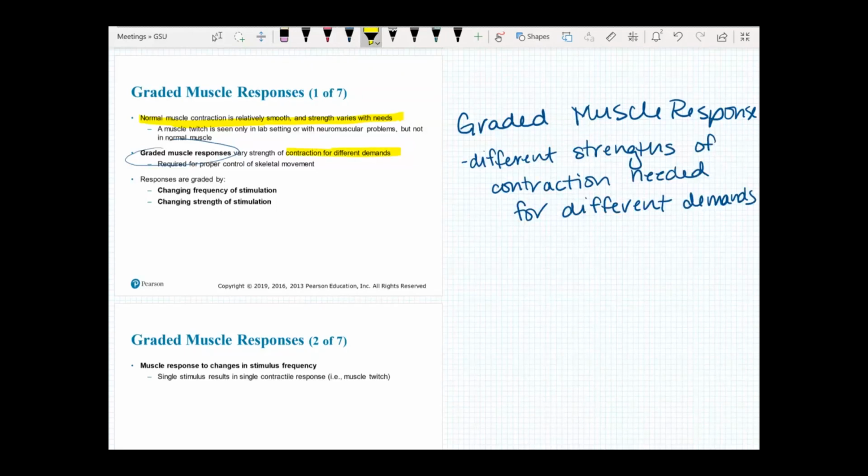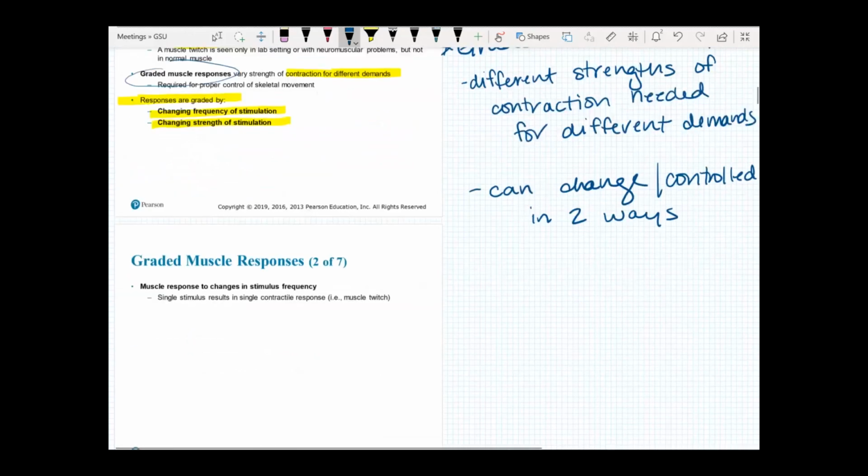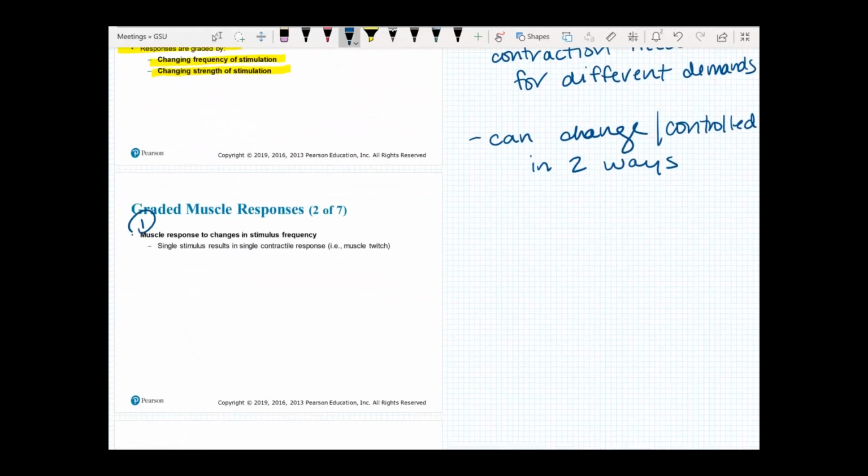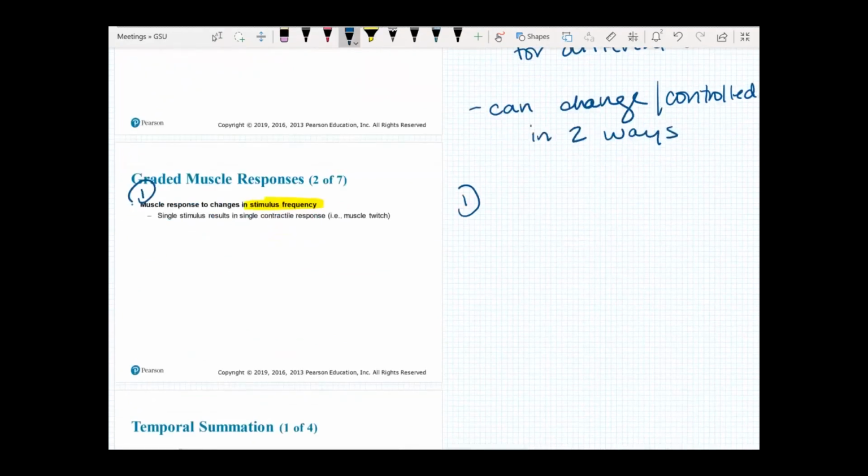And these responses are going to be graded by two things, and we're going to talk more about these. You can change the frequency of how many times you stimulate it, and you can change the strength of the stimulation. So this graded muscle response can be controlled in these two ways. The first one is we're going to change the muscle stimulus frequency. If we change the frequency of stimulation, we are essentially telling it to go more times.